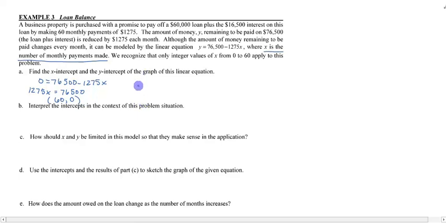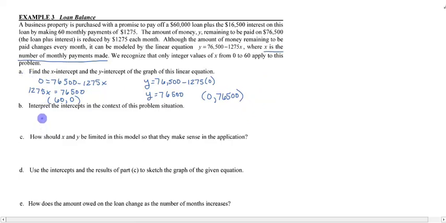The y-intercept, we make the x 0, and so I have y equals 76,500 minus 1,275 times 0. That multiplies together and goes away, so we get y equals 76,500. Again, that's not your y-intercept. That's just the number that you get for the y when you're finding the y-intercept. So we write the y-intercept as (0, 76,500). All right.